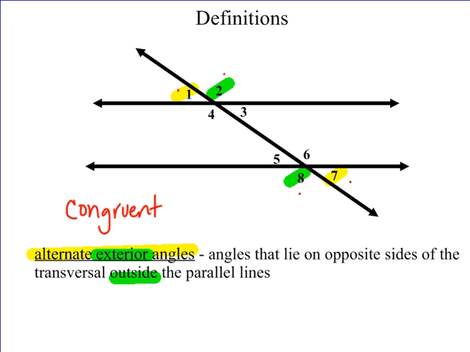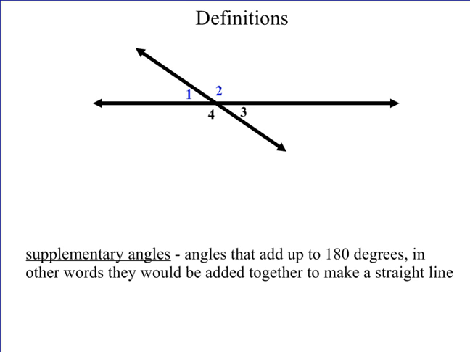Now let's get back to that concept of supplementary I was talking about a moment ago. Supplementary angles are angles that add up to 180 degrees. In other words, they would be added together to make a straight line. Here we have that straight line cutting across. So that means if I added these two angles together, angles 1 and 2, I know together they would equal 180 degrees.